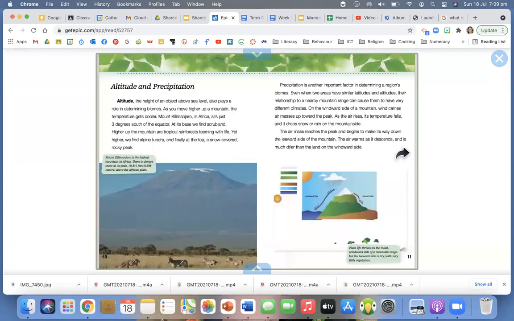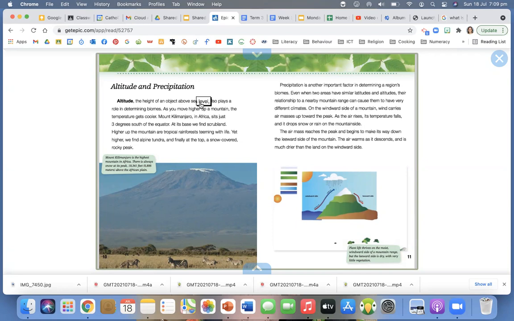So that's really interesting. Altitude and precipitation. Altitude, the height of an object above sea level, also plays a role in determining biomes. Well, I really like how the author has got that embedded definition. So we know that altitude is the height of something that is above sea level. As you move higher up a mountain, the temperature gets cooler.